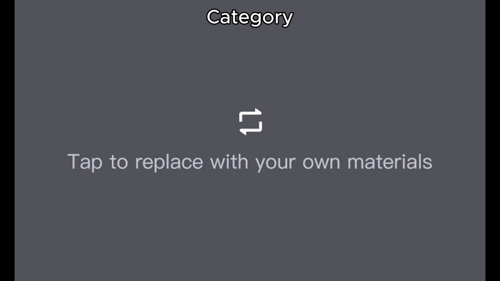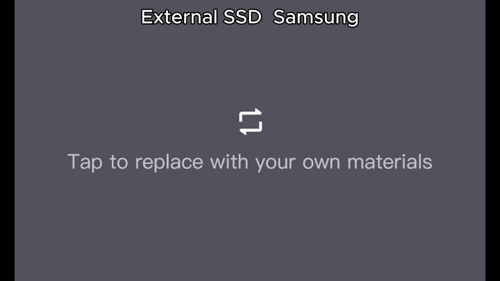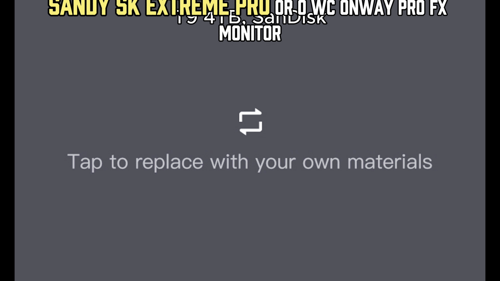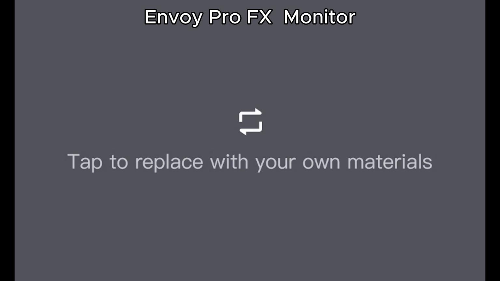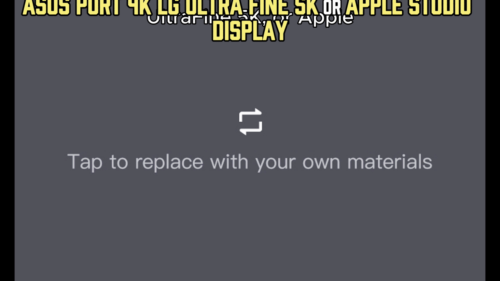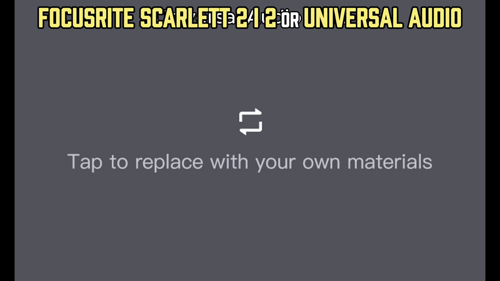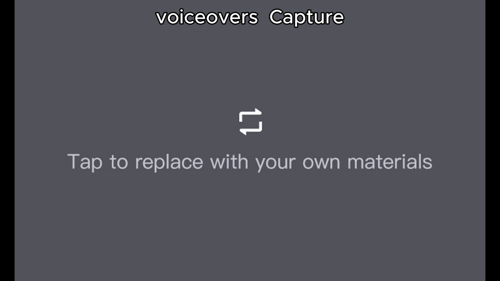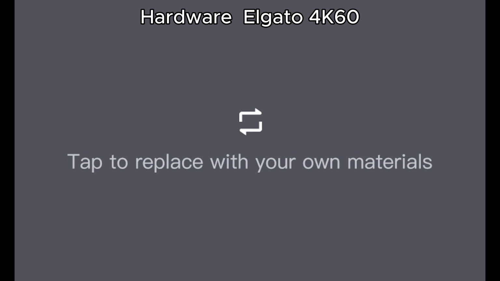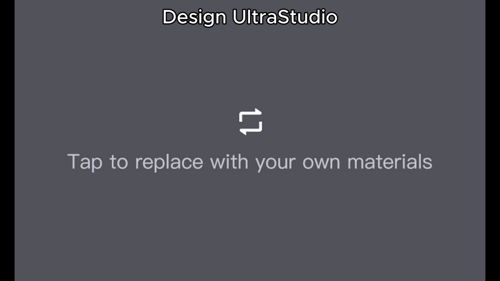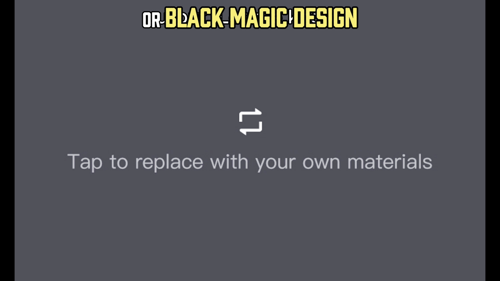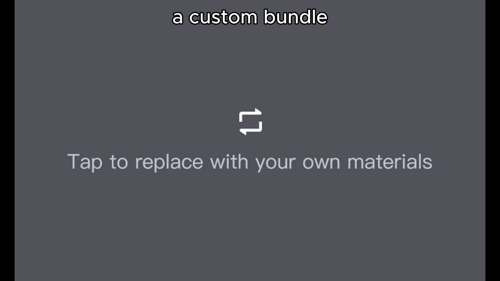Suggested add-ons. External SSD: Samsung T9 4 TB, SanDisk Extreme Pro, or OWC Envoy Pro FX. Monitor: Asus ProArt 4K, LG UltraFine 5K, or Apple Studio Display. Backup storage: Synology NAS DS923+ with RAID or G-Drive ArmorATD for rugged physical backups. Audio interface: Focusrite Scarlett 2i2 or Universal Audio Volt 276 for pro-quality voiceovers. Capture hardware: Elgato 4K60 S+ or Blackmagic Design UltraStudio Monitor 3G for preview output.